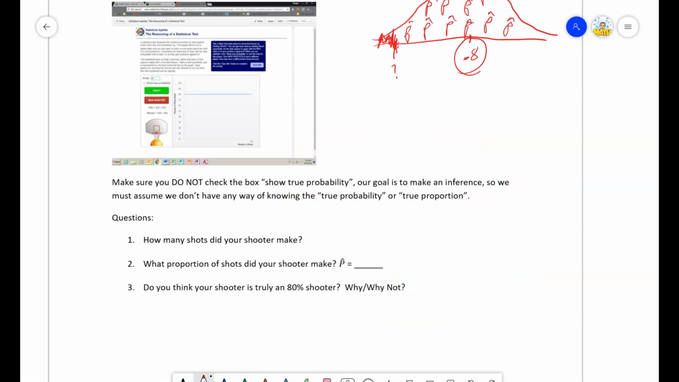So I'm going to go through the applet one time and I'll answer these questions, and then you'll have a chance to do it on your own as well after you've completed the Edpuzzle. There's a Quiz Me button at the end so we can see how everybody did.